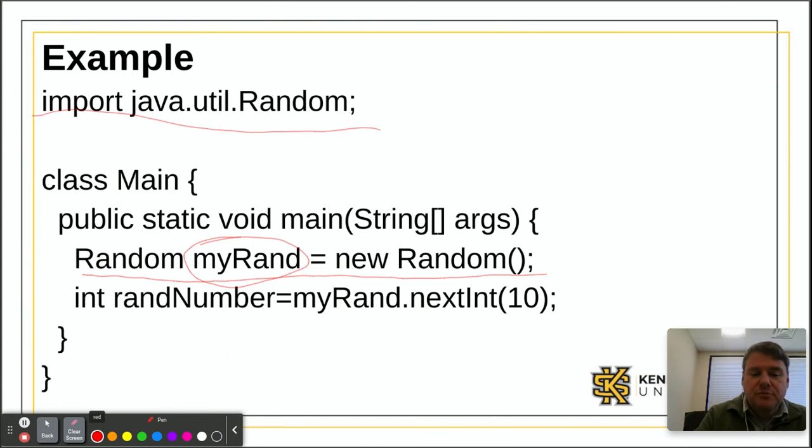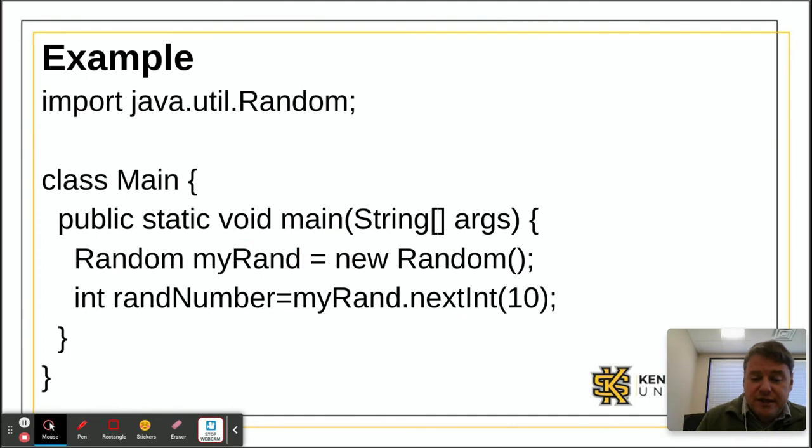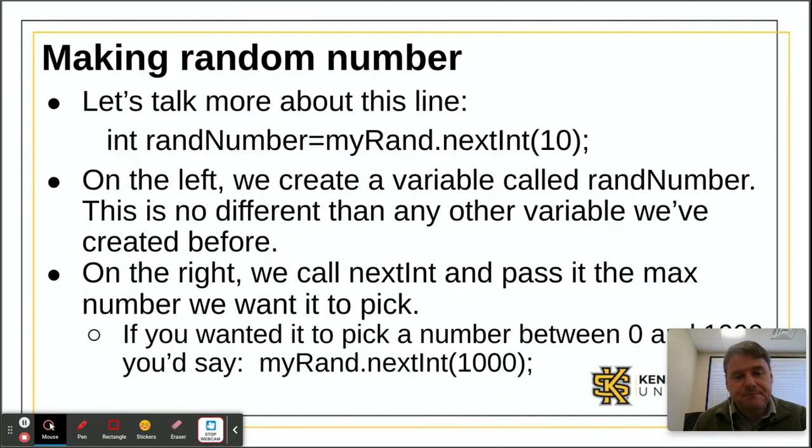And then in order for the computer to pick a random number, you say myrand.nextInt, and then you tell it how big of a number you want it to pick. So in this case, I'm asking it to pick a number between 0 and 10. Specifically, it will pick 0, 1, 2, 3, 4, 5, 6, 7, 8, or 9. It will never pick 10. So the 0 is inclusive, but the 10 is exclusive. It won't pick the 10. So that will give us a number that is between 0 and 10.